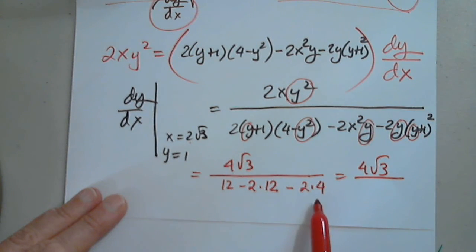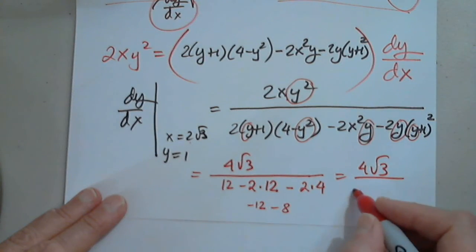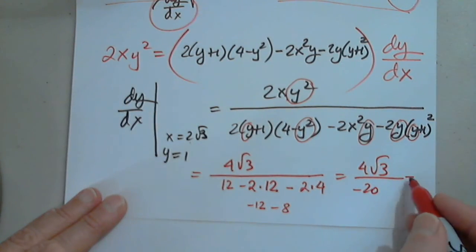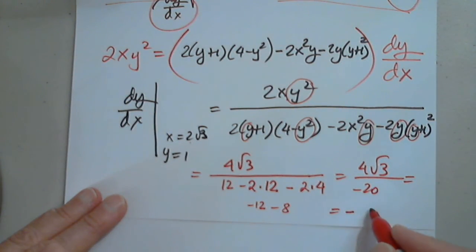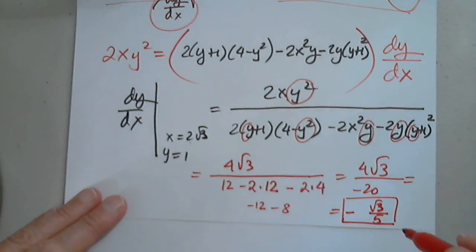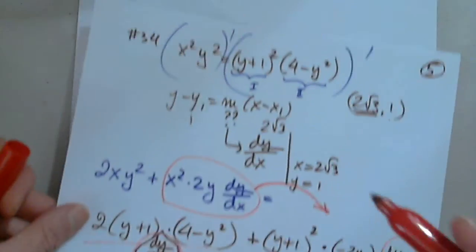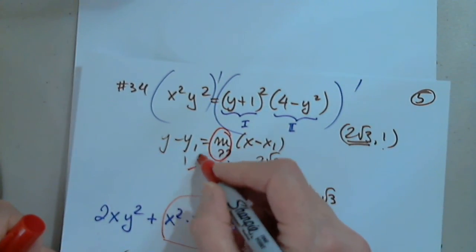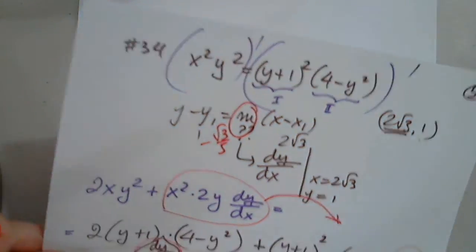And let's see what we have here. So 12 minus 2 times, so this is negative 12, and this is minus 8, so this is negative 20, and I simplify by 4, and I get negative the square root of 3 over 5. This is what I need here. Negative the square root of 3 over 5.